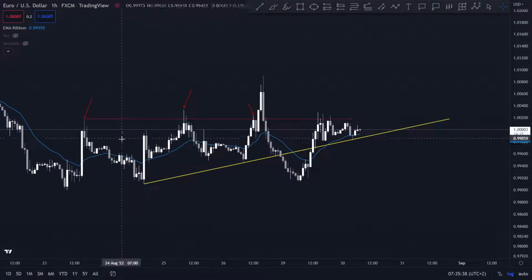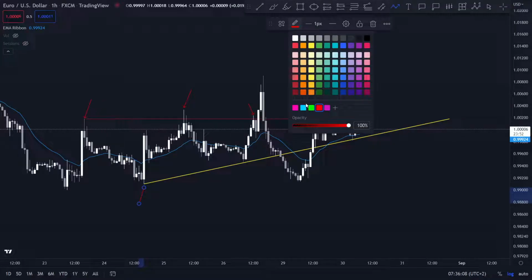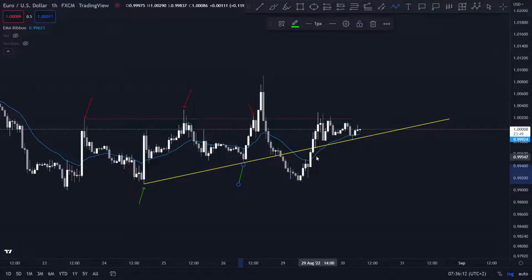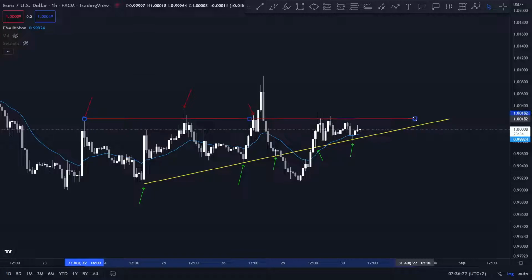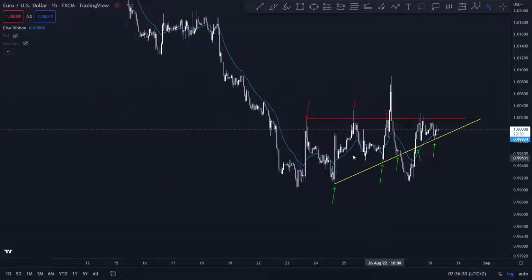This is the 1 hour chart. We have this trend line here, we're going to support, support, support, breakout, reclaim, test the support, and now we have a second test of the support. So I would say the market is forming a triangle here.